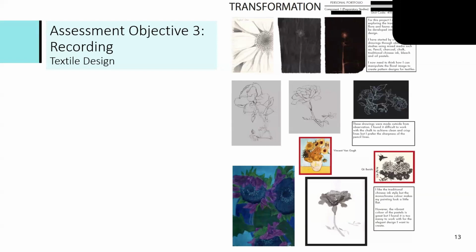The candidate uses a variety of media, such as pencil, charcoal, chalk, Chinese ink, bleach, and oil pastels to record their visual research from primary and secondary sources. And this informs the development of ideas for a textile design outcome. Annotation is purposeful and relevant. For example, the candidate writes, "I now need to think how I can manipulate the floral image to create pattern designs for textiles."